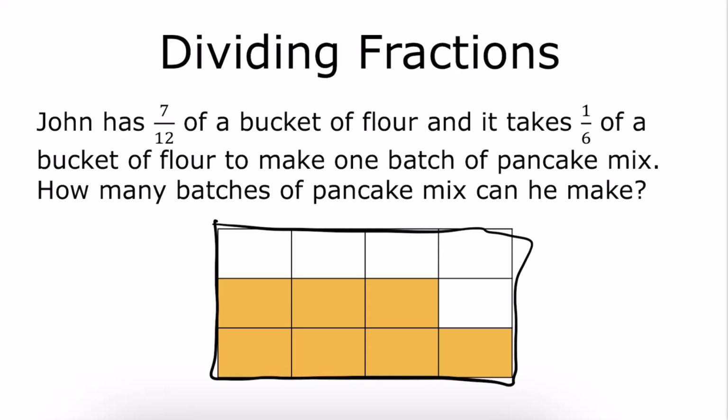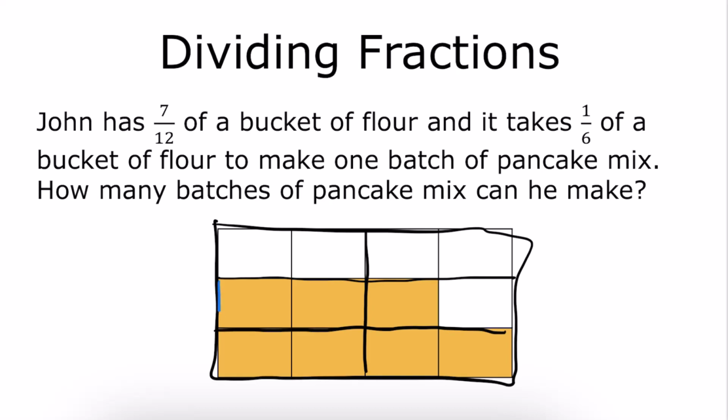So I'm going to take this whole bucket and split it up into 6 equal sized pieces because each of those pieces is going to make a batch of pancake mix. And the 7/12 represents the amount I actually have, because John doesn't have a full bucket of flour, he has 7/12 of a bucket of flour.